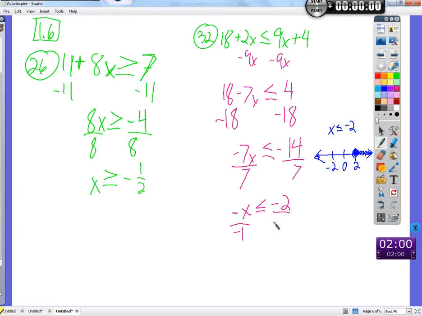So when we divide by negative 1, right here, or if we chose to divide by negative 7 up here, okay, we're talking about the opposite of x, and positive 2. If the opposite of x needs to be less than negative 2, then x itself needs to be bigger than or equal to positive 2. We need x to have values that are bigger than 2, so that the opposite of x is less than negative 2.